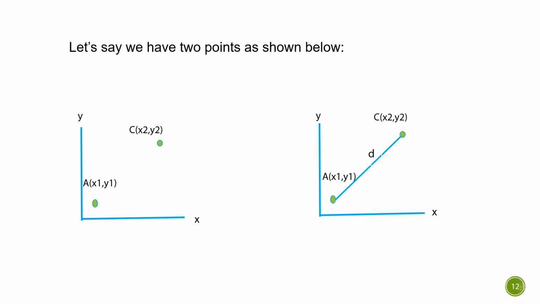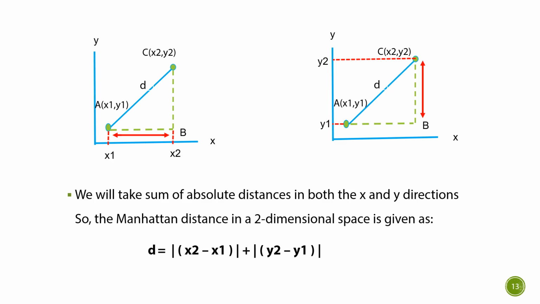Now, as in the previous example, 2 points are given, A and C, represented by the coordinates x1, y1 and x2, y2, and we want to find the distance between A and C, represented by D, by using the Manhattan distance measure. Then how do we calculate this distance? Let us find out. Now see, the diagram is as per the previous example. It is exactly the same. Here only the formula is different because we are using a different distance measure.